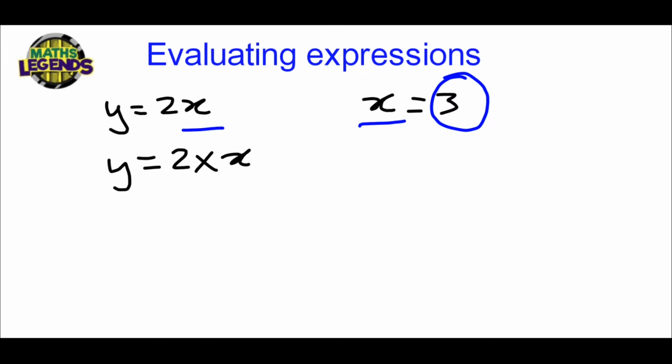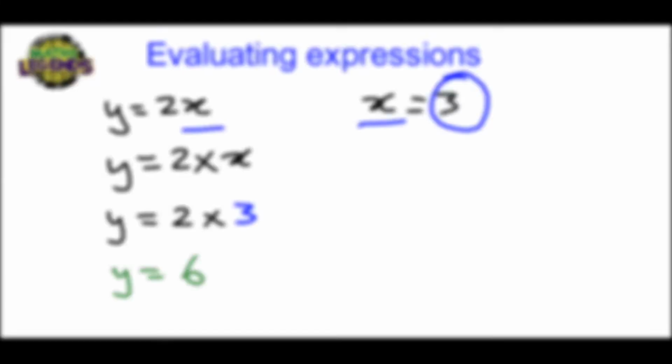So let's do that. So y equals 2 times 3. So then we can simplify. So y equals 2 times 3 is 6. So here, y equals 2x. When x equals 3, the value of y is 6. Let's look at another example.